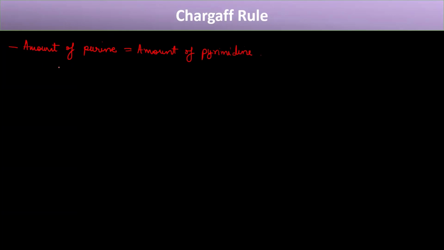We have seen what purine is. Purine is adenine plus guanine, and pyrimidine is cytosine plus thymine in the case of DNA, or cytosine plus uracil in the case of RNA. So the amount of purine equals the amount of pyrimidine, meaning adenine plus guanine will always be equal to cytosine plus thymine or cytosine plus uracil.